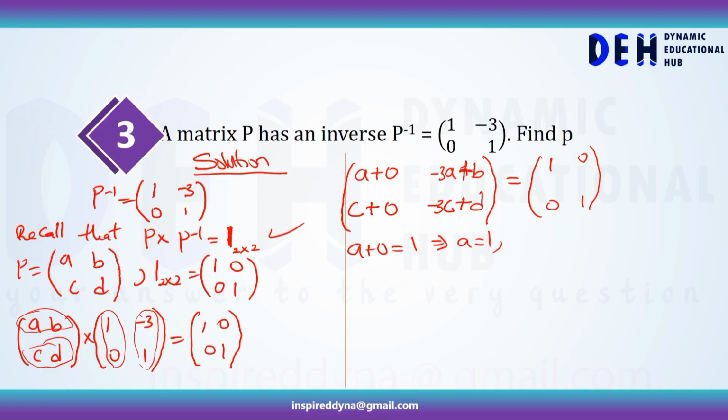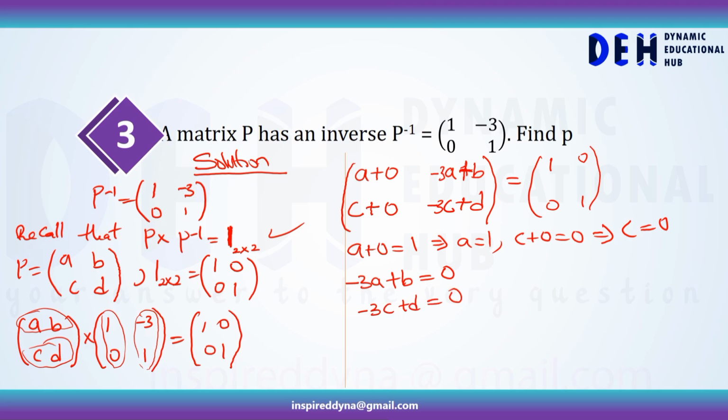So we can easily get the value of C as well. Plus 0 is equal to 0. You just need to equate that. So it implies that what? C is equal to 0. Okay. Now we have what? Minus 3A plus B is 0. You also have minus 3C plus D is 0.